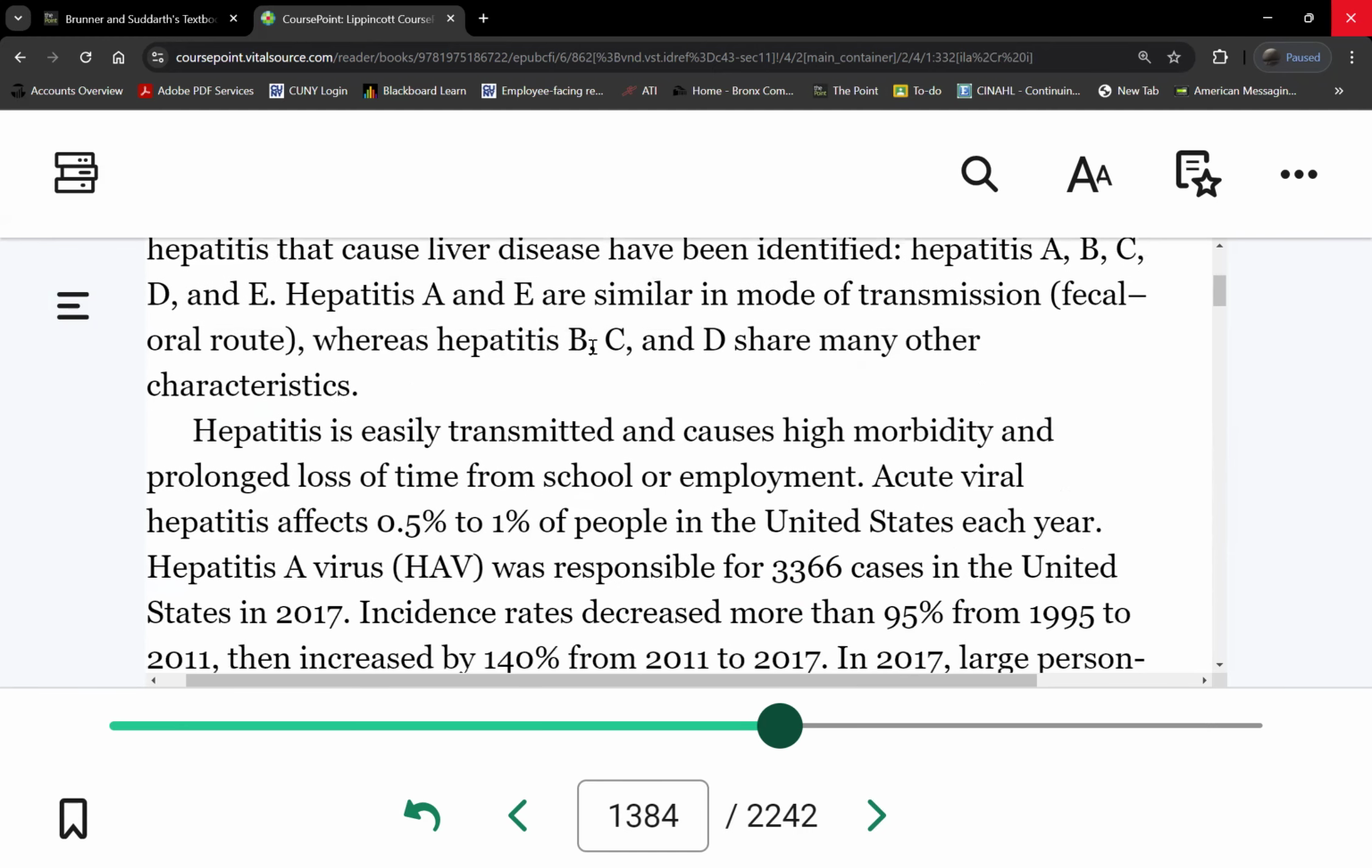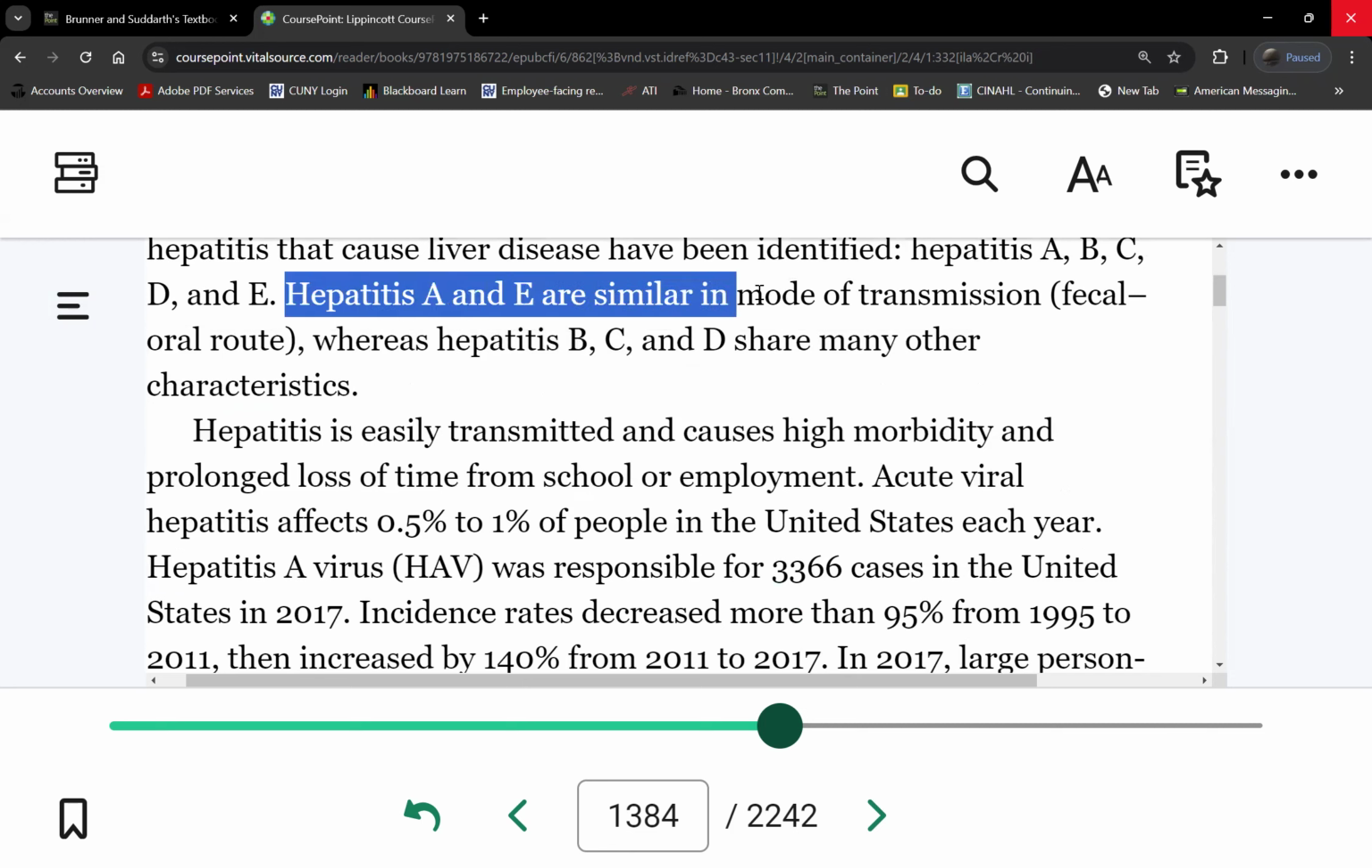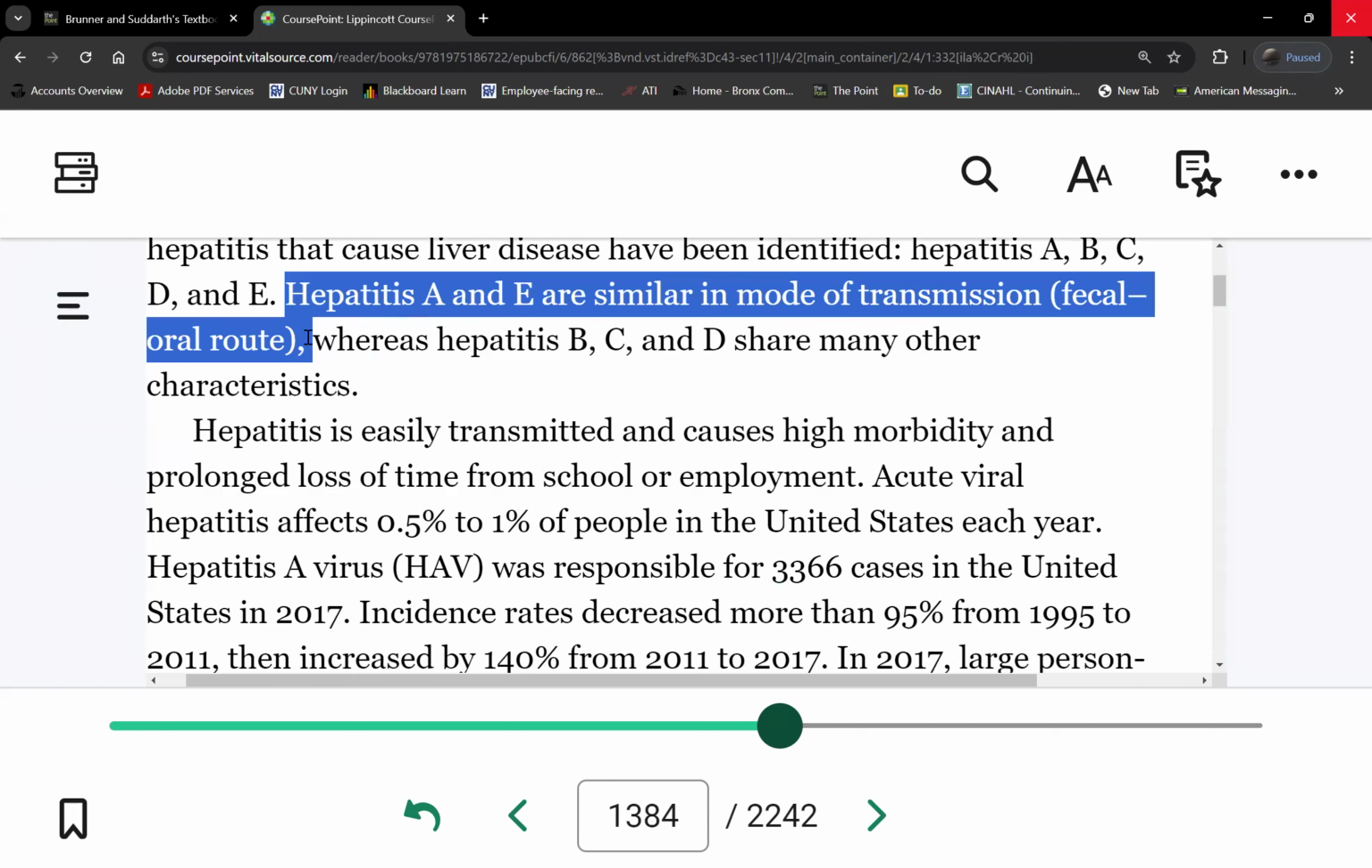There's an intro here which already gives you an introduction. A and E are similar. The fecal oral route, meaning it's fecal and then enters your mouth. Doesn't mean you're eating crap. So that means this is eating what? Contaminated food and water, or food and beverages.